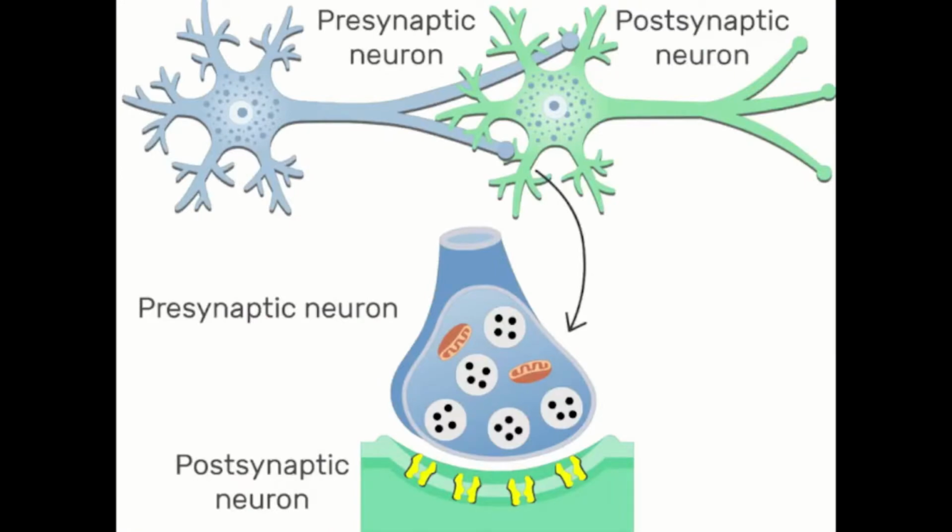Chemical synapses are going to be the focus for the rest of this video. So before we go further, I want to make a distinction between the two neurons involved in signal transduction. There is a presynaptic neuron, which is the one that's sending the message, and a postsynaptic neuron, the one that's receiving the message.